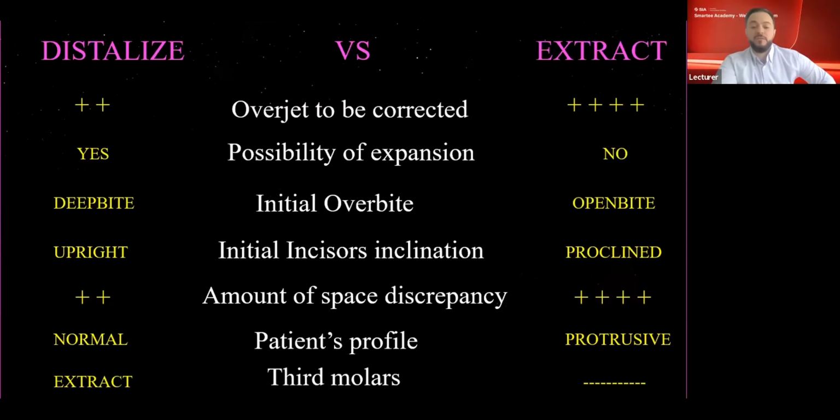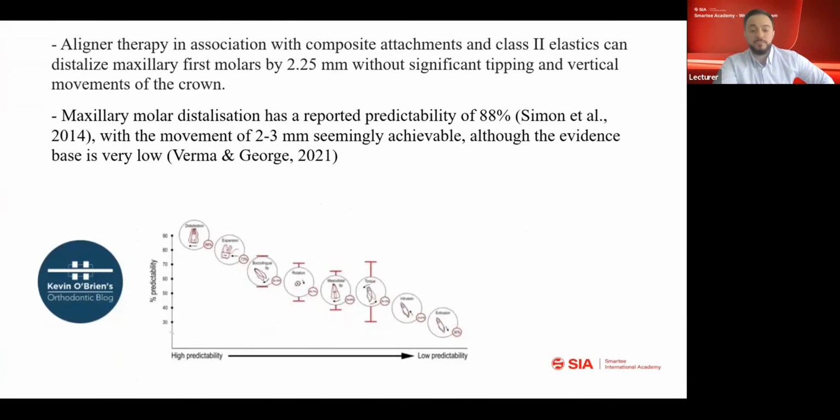Also, the presence of third molars is one of the factors that need to be considered when we plan the distalization, because sometimes it might interfere with the distal movement of the molars. So I talked briefly about those factors, and throughout today's session, we will show some cases, and we will see how these factors are to be considered in treatment planning of class 2 malocclusion.